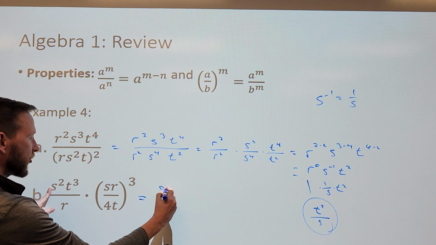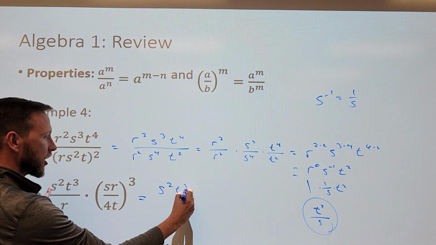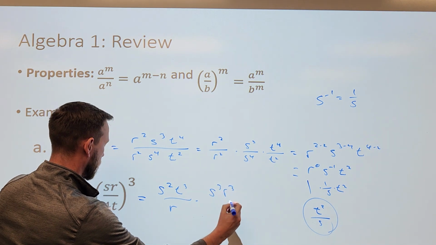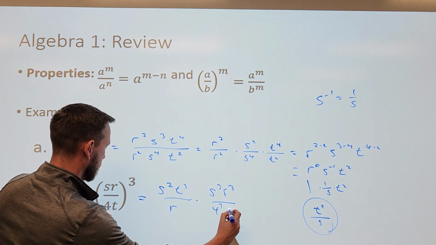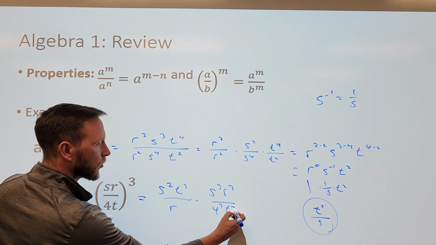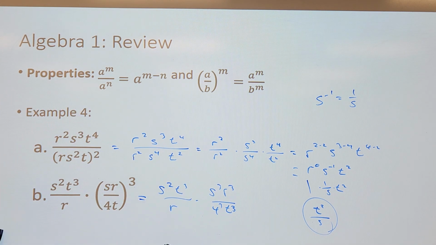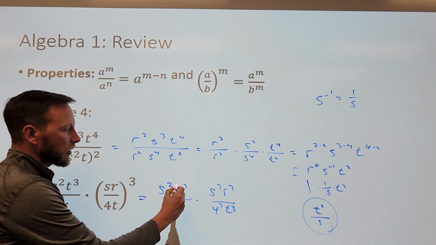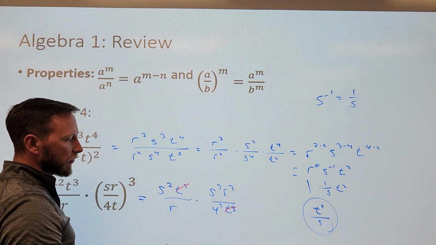So we've got this same first thing. Nothing changes over here. But for the second part, we've got s cubed, r cubed, 4 cubed, and t cubed. And now we've got to put all these things together. Just like when we simplified fractions in our last unit, we've got some repeated stuff, which is awesome.